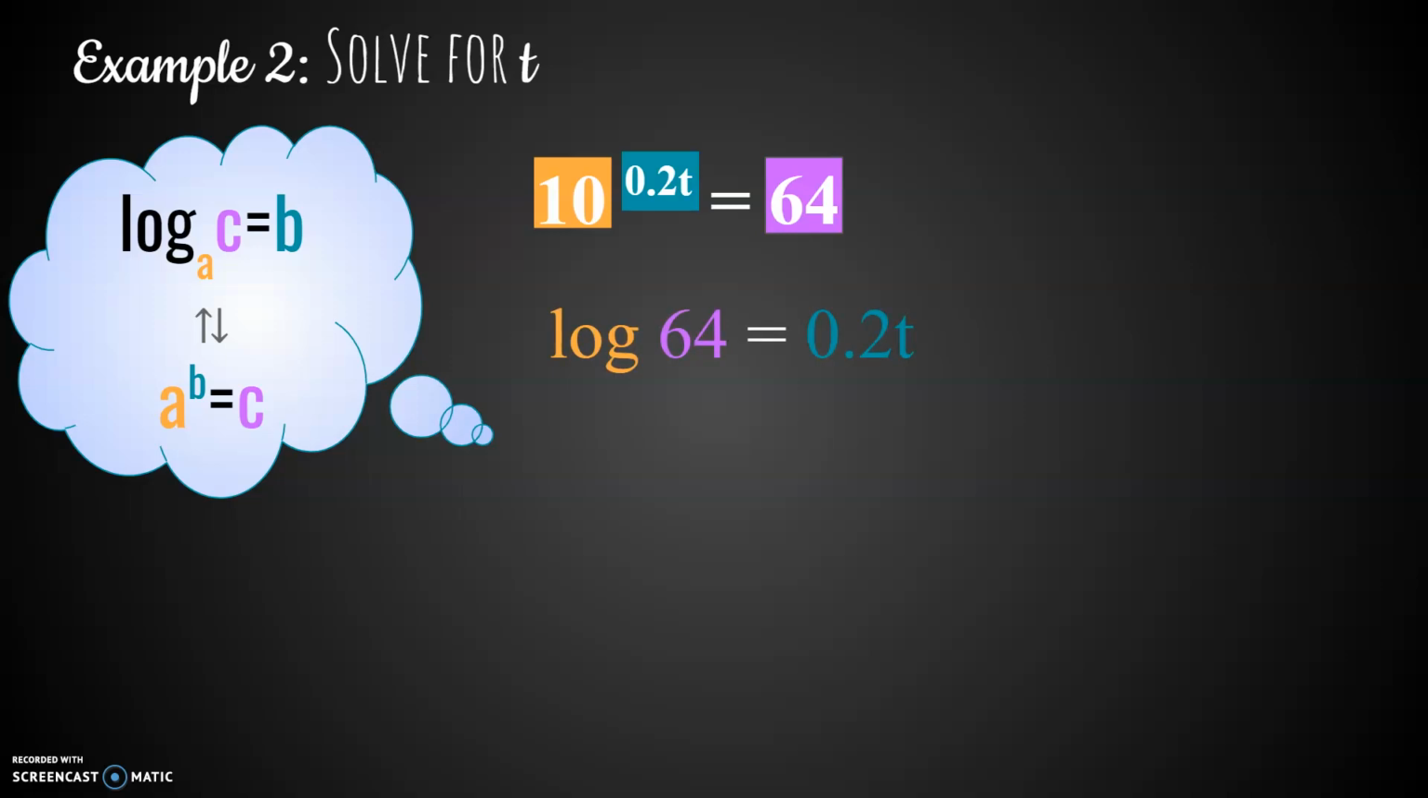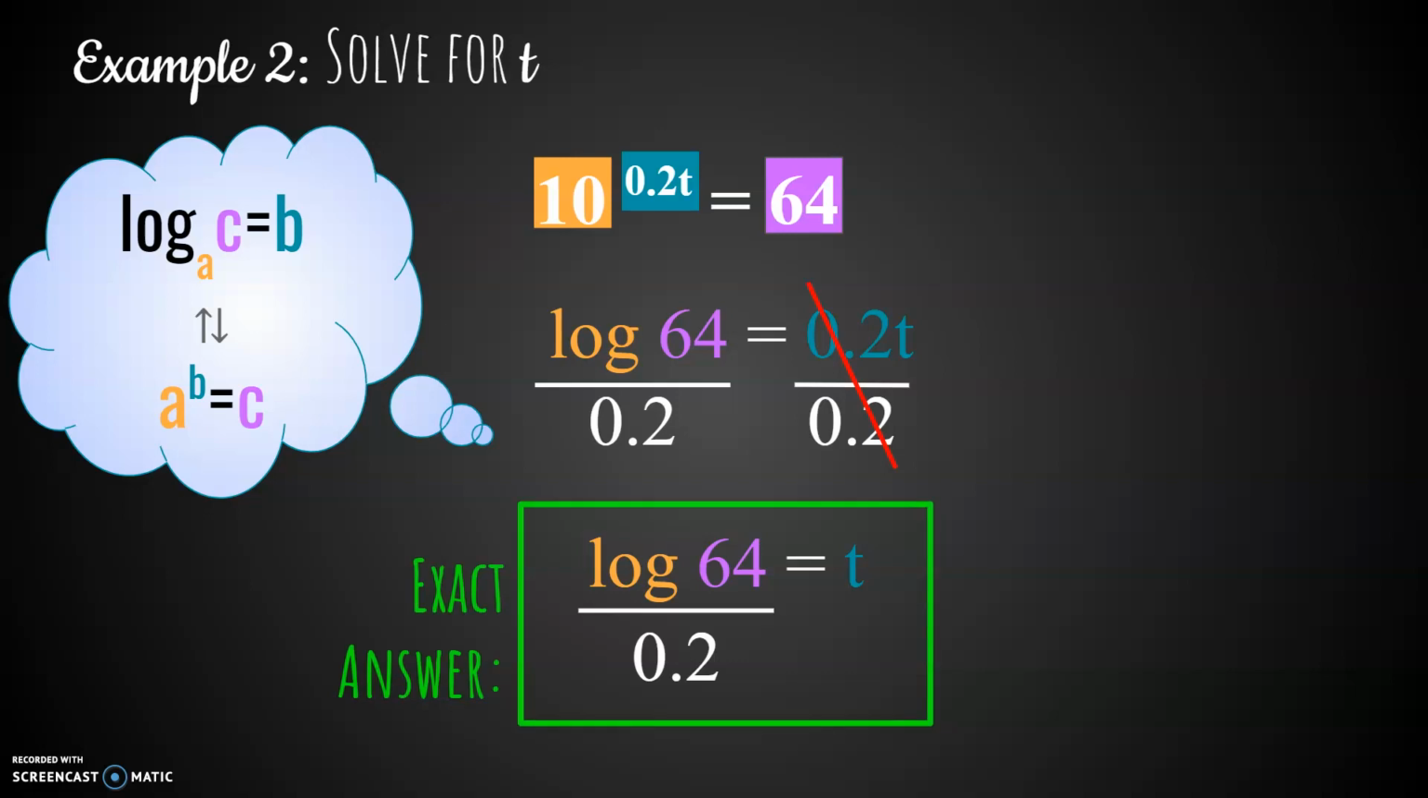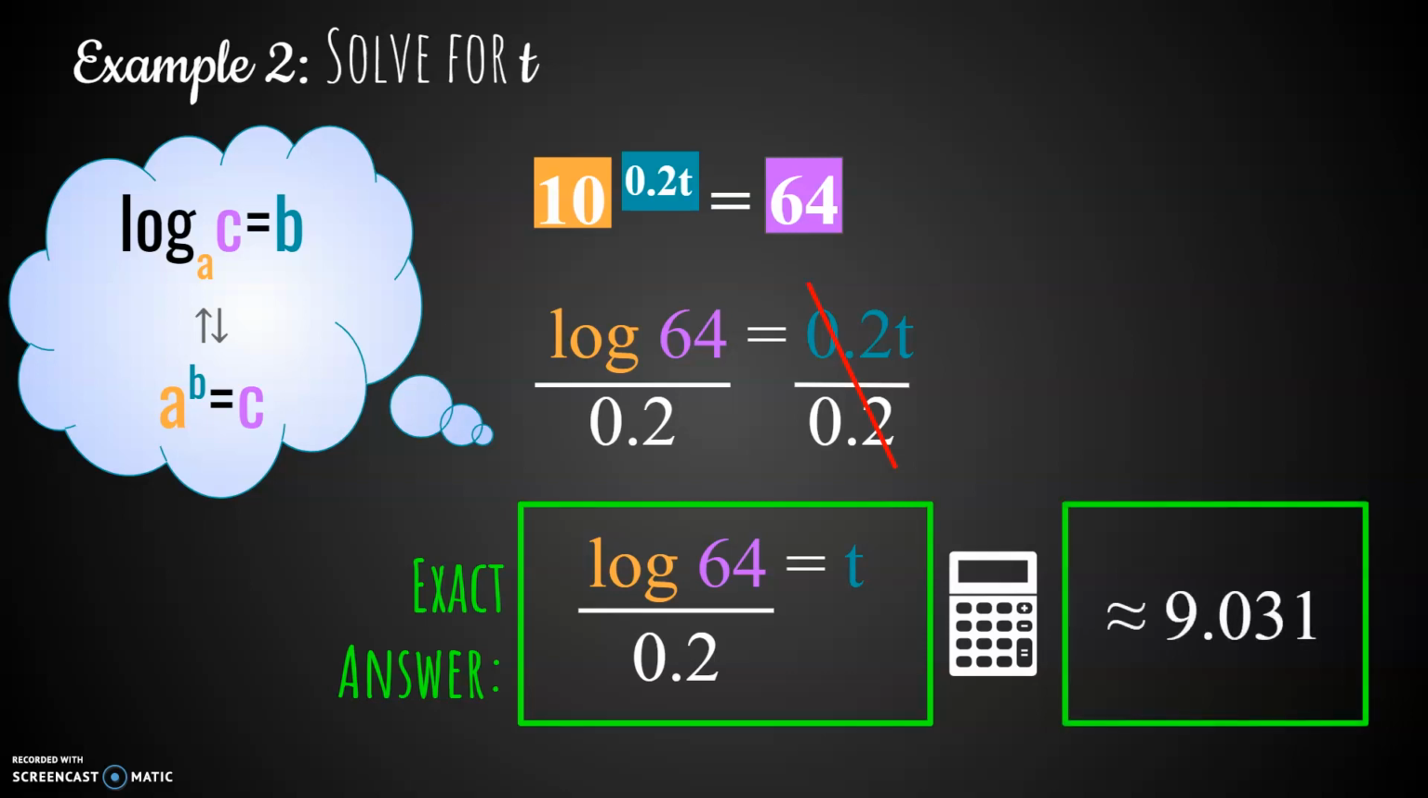Note that log base 10 can also be written as just log. Then, isolate the variable t by dividing both sides of the equation by 0.2 to get the final exact answer in terms of base 10 logarithm: t equals log base 10 of 64 over 0.2. Input the expression into a calculator to get the approximated numerical answer of 9.031.